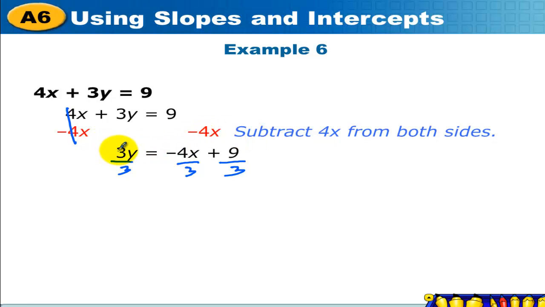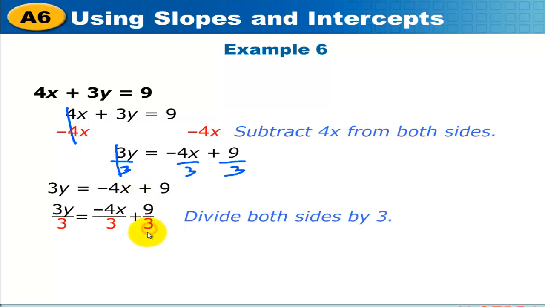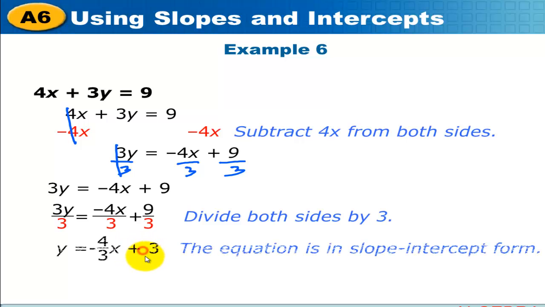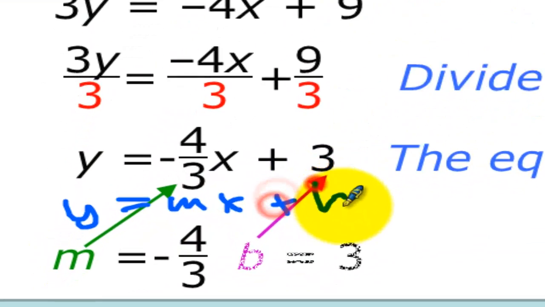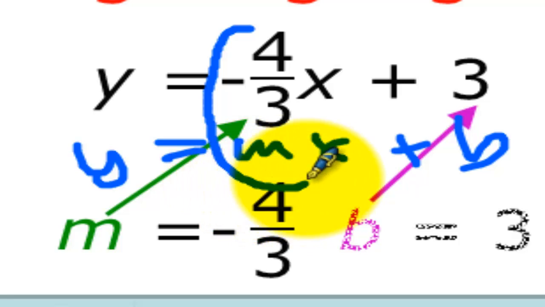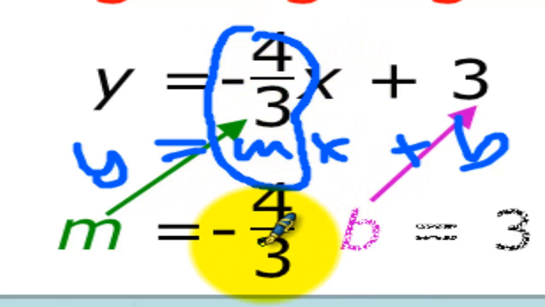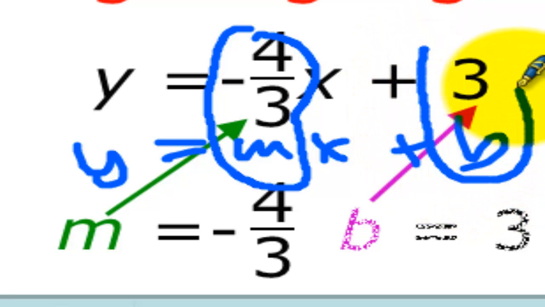Using our multiplicative inverse, cancel this one out. We'll have y equals negative 4 over 3x plus 3. Now, our formula is y equals mx plus b. The number besides your x is your slope, which is negative 4 over 3, and the y-intercept is equal to 3.